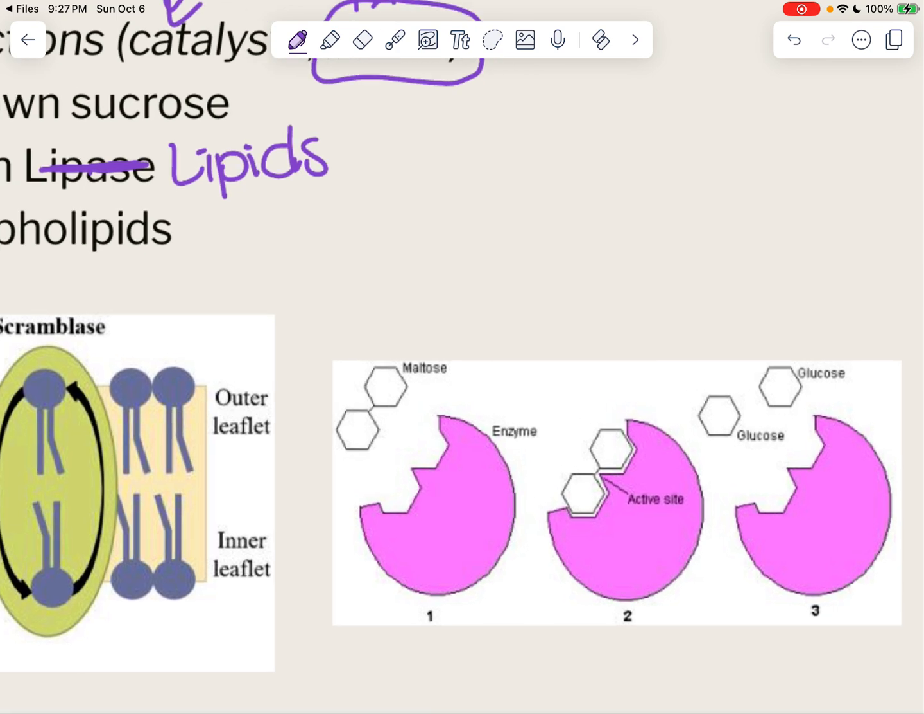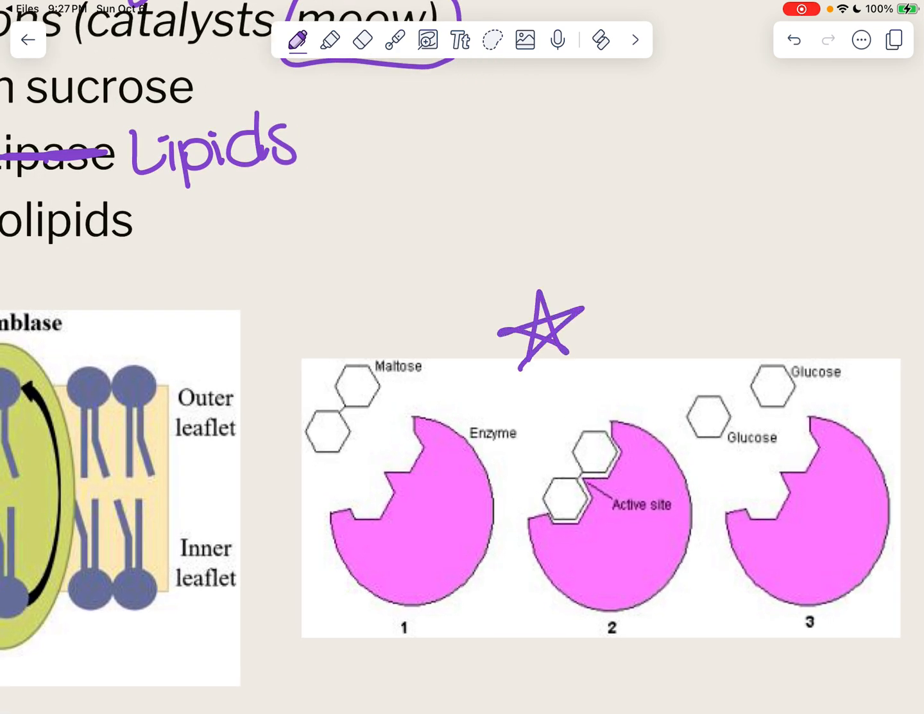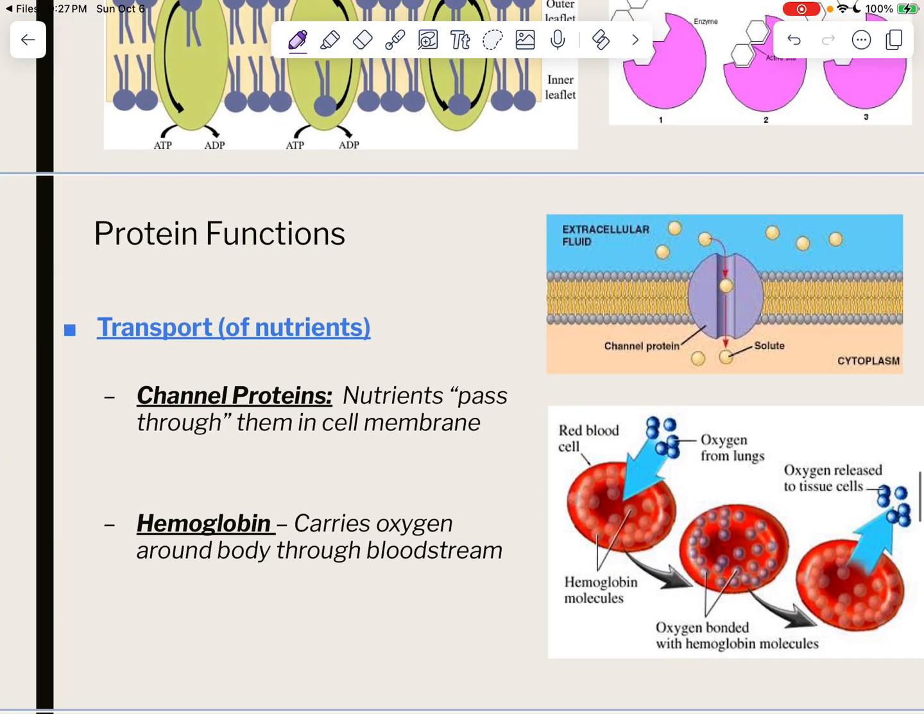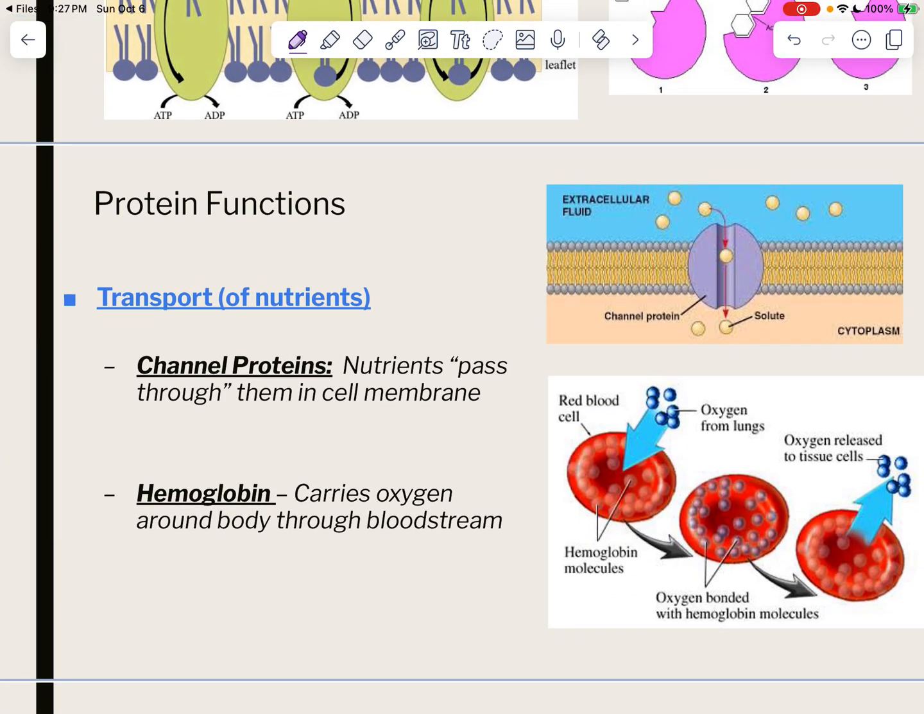So here's how enzymes work. We're going to talk more about this later, but basically they fit in with their molecules and they help break them down quicker. So other functions, transport. So of nutrients across the membrane, for example, or through the body. So they can serve as channel proteins across a cell membrane, which is the outside part of your cell. It's like basically a tunnel for molecules to cross over. Those channel proteins are made of amino acids.